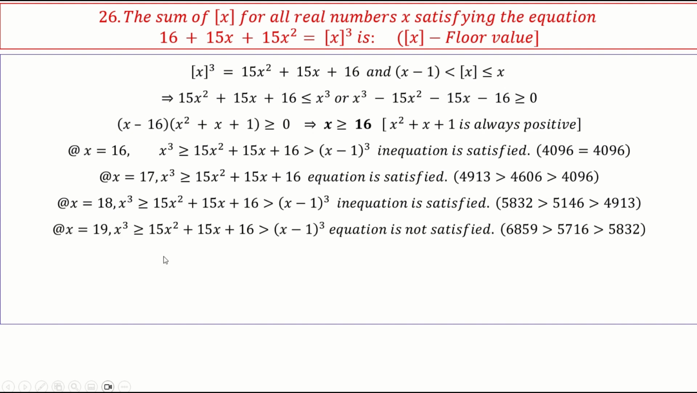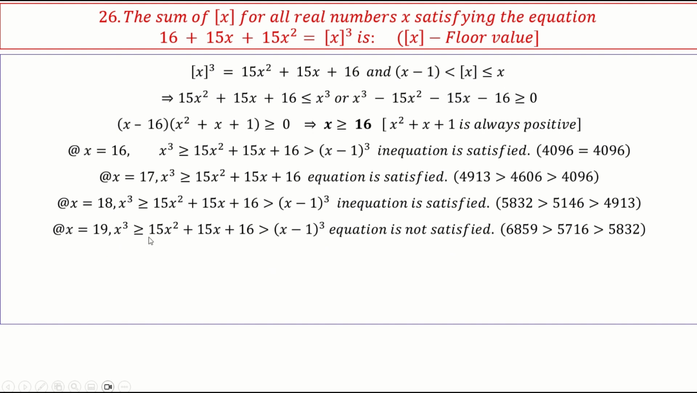At x equal to 19, the inequality is not satisfied. You get values like this, which is not right. Here it will fail. Now as you go higher, x cube always dominates. The cube value will increase much more than this value, so this inequality won't be satisfied. So we will stop here.